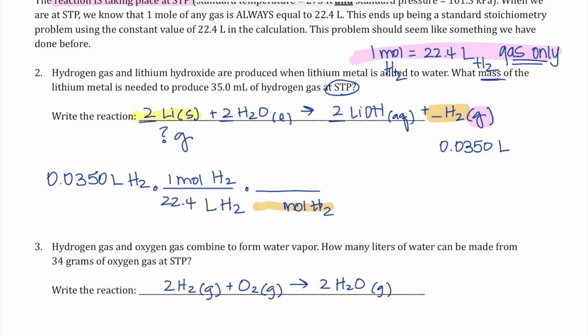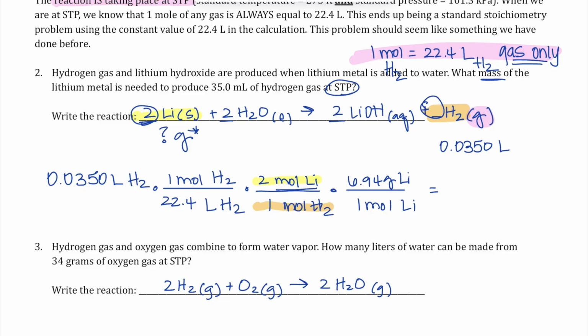So getting rid of my moles of hydrogen, getting to my moles of lithium, and we see that we have 2 moles of lithium to 1 mole of hydrogen. And now we can get to the grams of lithium using molar mass. We know to get rid of moles of lithium, 1 mole of lithium is molar mass. I can go to my periodic table. 6.94 grams of lithium are in 1 mole, and I can go ahead and do my calculations.